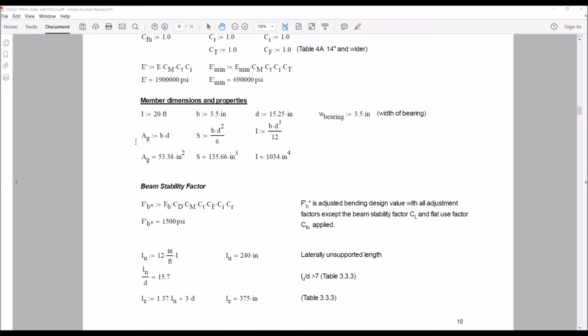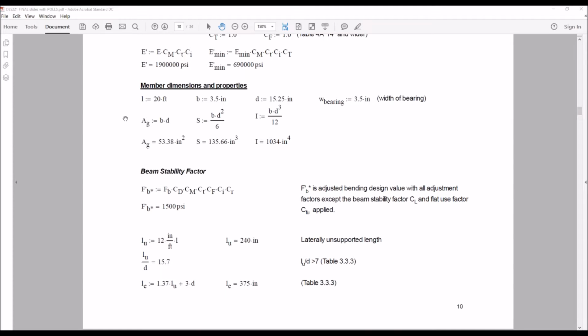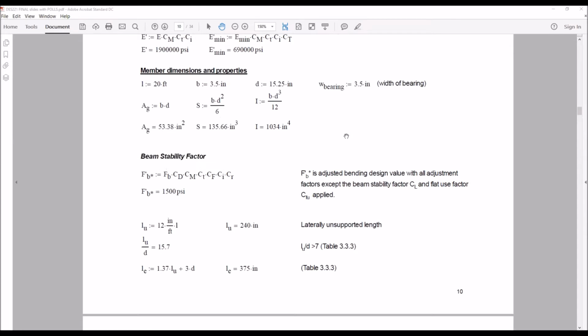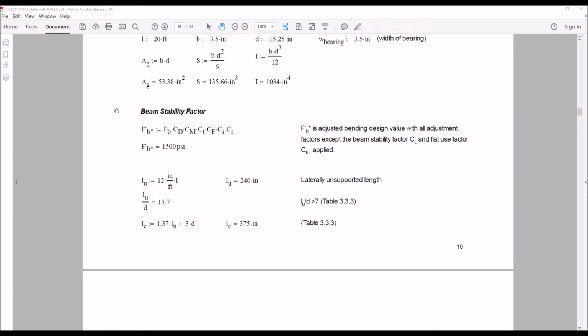Some cross-sectional properties, the area, the section modulus, the radius of gyration, are all available both in the NDS supplement, or you can calculate them if you want to flex your MathCAD skills like we did here. And again, they're tabulated, but it's the same either way.